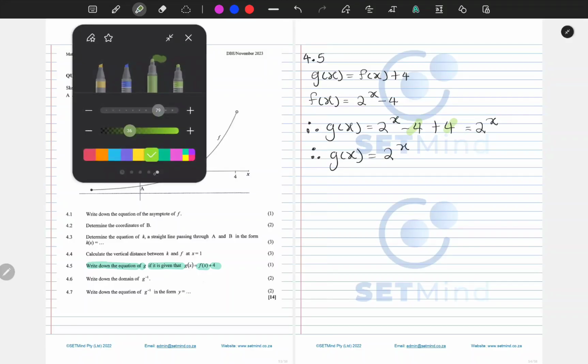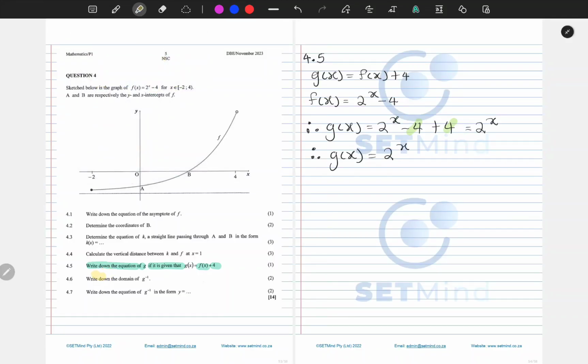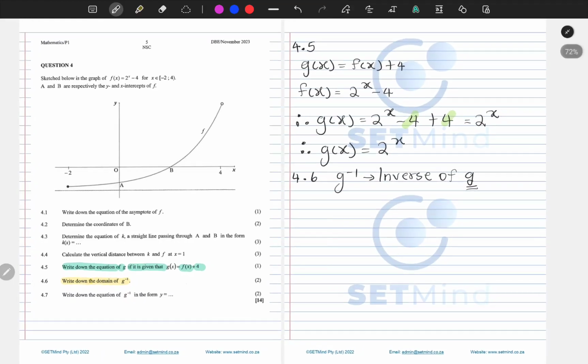Okay, so let's jump to the next question, which is 4.6, and the question requires us to write down the domain of g to the negative 1. So g to the negative 1, all it means is the inverse of g. That is what it means. So we are required to find the domain of g inverse, or the domain of the inverse of g.